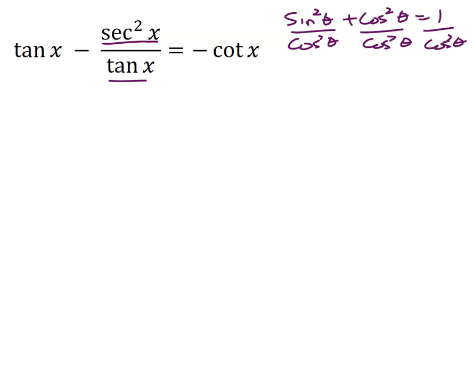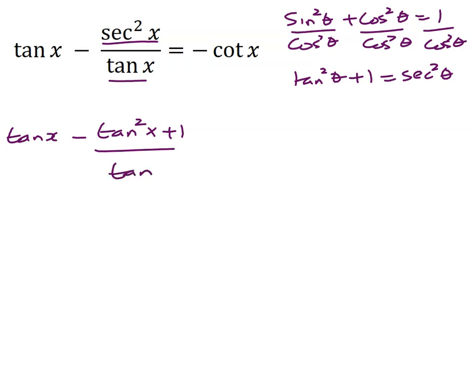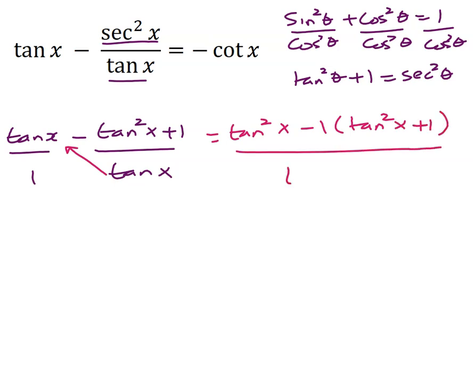Alright, so we're going to replace secant squared x with tan squared x plus 1. So this is going to be tan x minus tan squared x plus 1 over tan x. So let's go ahead and we'll multiply this way. This is tan squared x minus 1 multiplied by tan squared x plus 1 divided by tan x. So I'm going to multiply this way and then multiply that way.